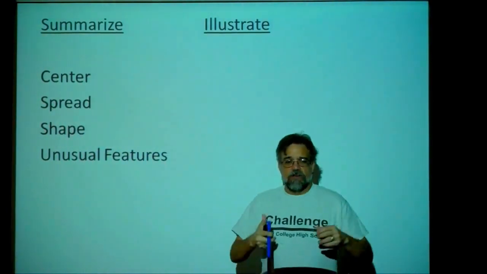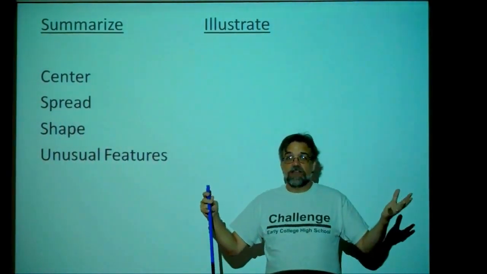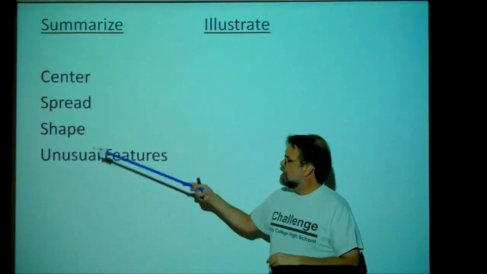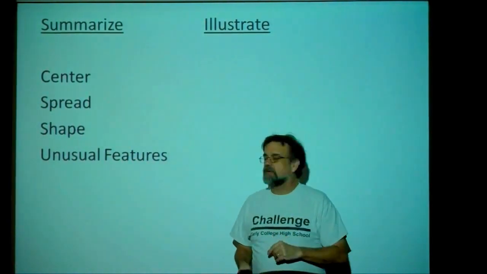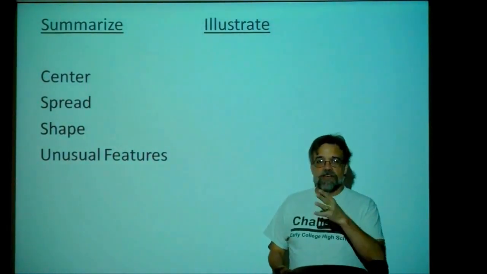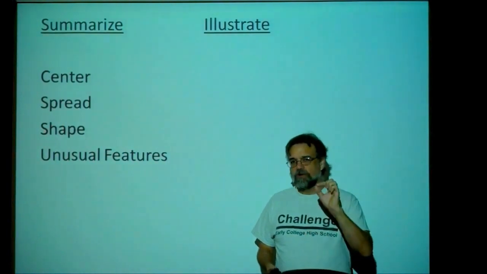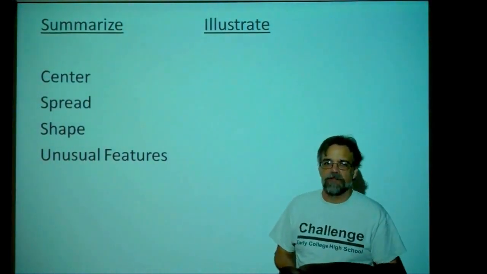What's the spread? Are they spread way out? Is there a lot of variety? Or are they all bunched around a single value? Then shape and unusual features, I'll show you what I mean in a second about that. By the way, if these terms seem kind of vague right now, that's okay. We're going to be more specific in the future, so don't be bummed out by that.